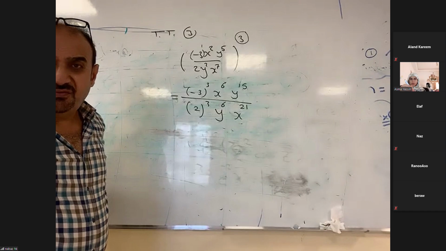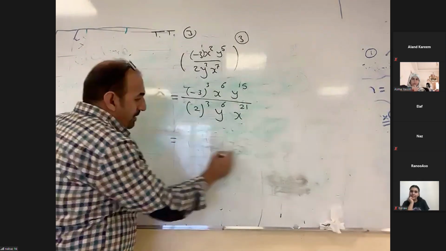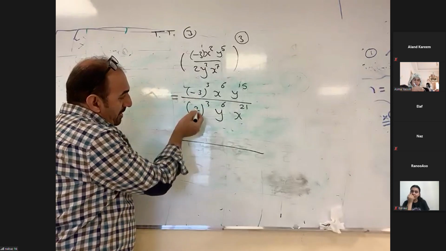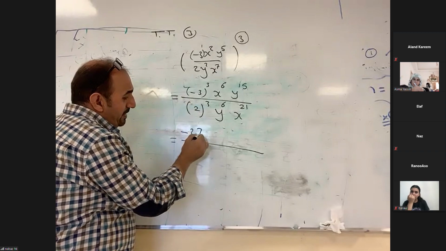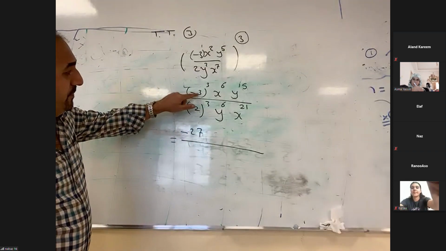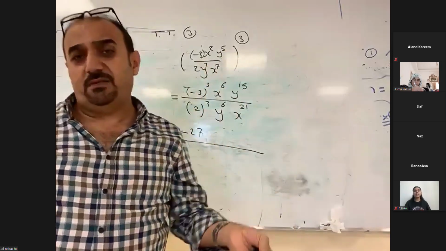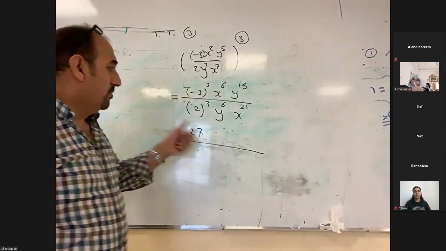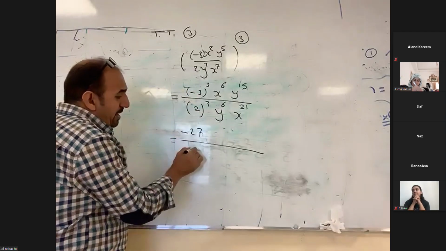Now you can simplify the numbers. There is no simplification here between minus 3 and 2. So this is negative 27, right? Because negative 3 to the power 3 means negative 3 times negative 3 times negative 3, which is equal to negative 27. This you can do by calculating. And this is 8.